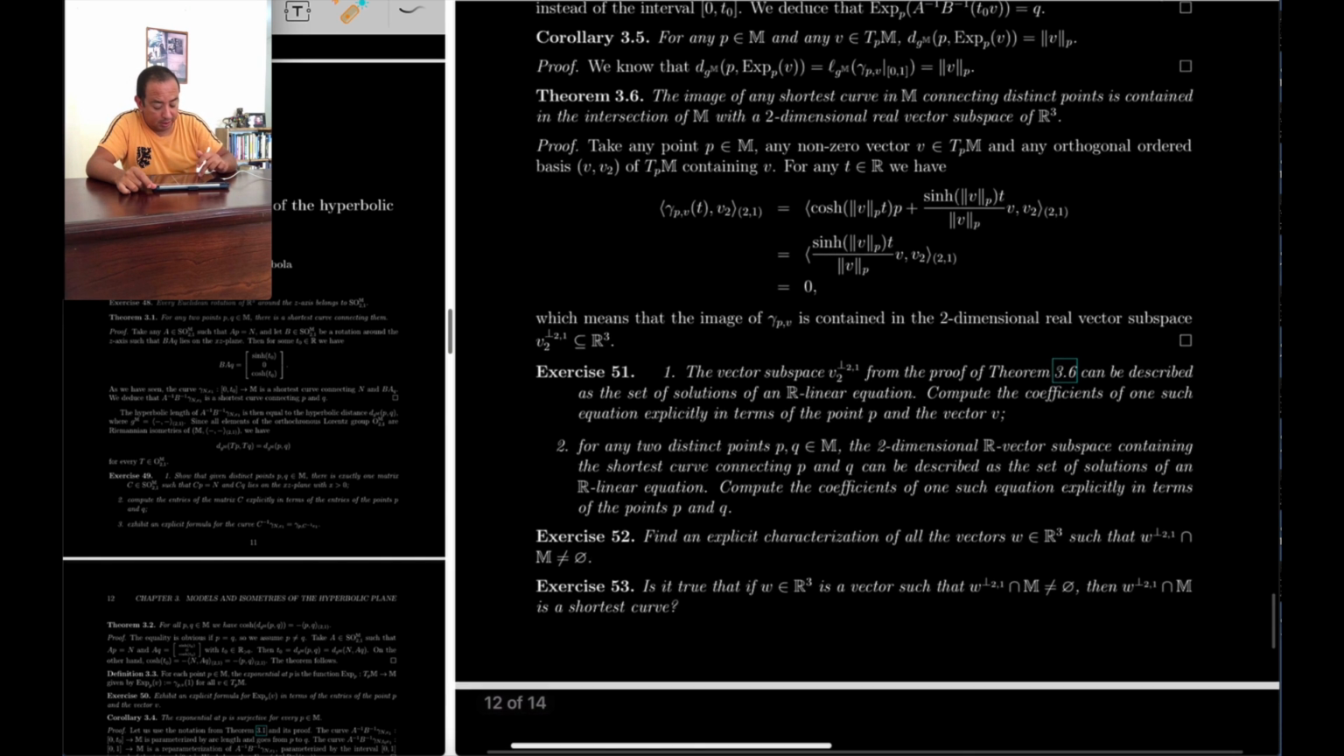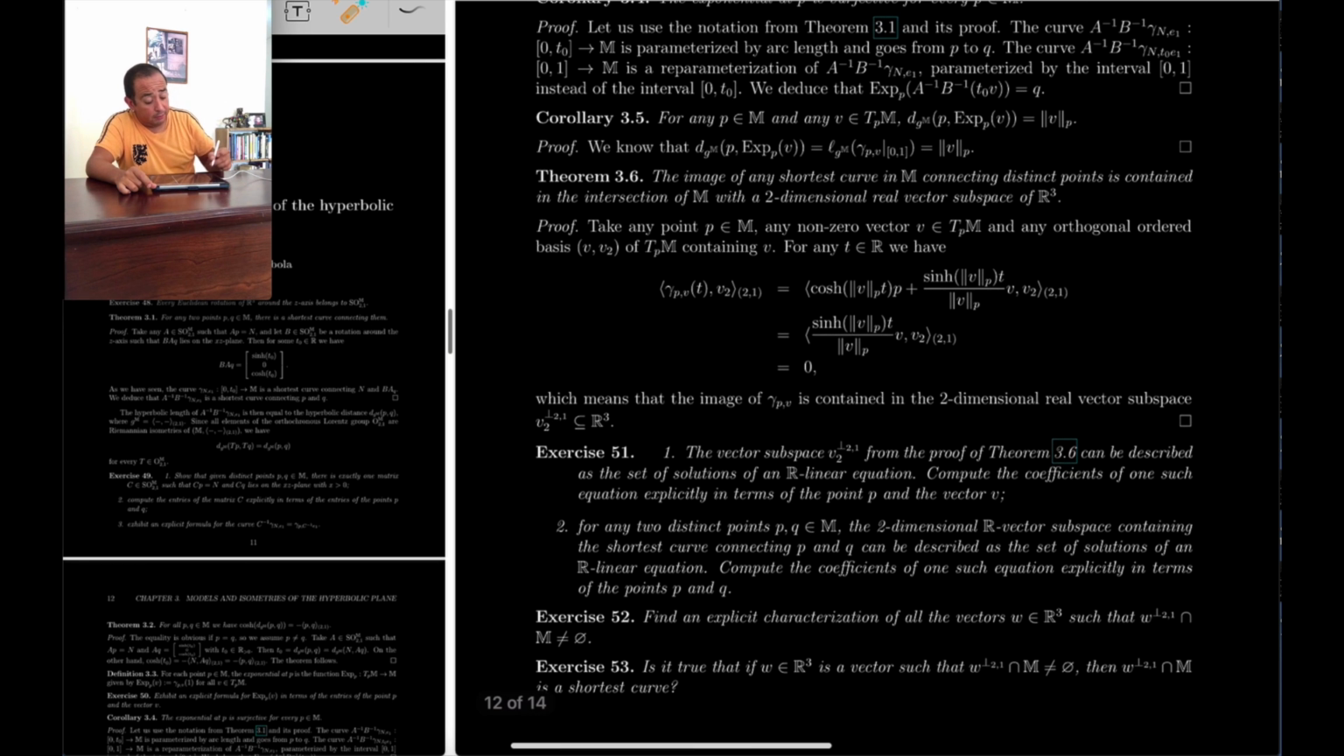And finally, some exercises. One is that one can compute this vector space explicitly in terms of the point P and V. So the exercise is to compute it explicitly, and by computing it, what I mean is to compute the homogeneous linear equation defining it, right? So compute the coefficients of that equation explicitly in terms of the point and the tangent vector.